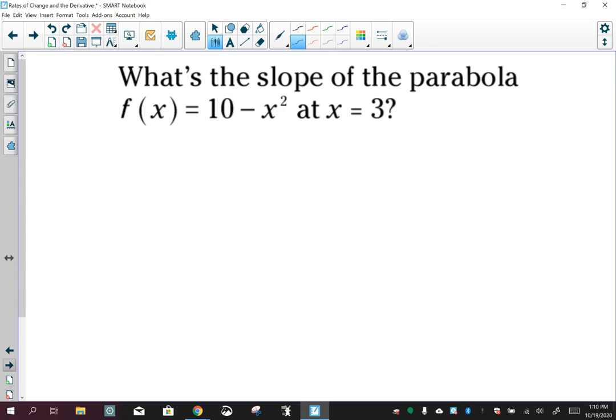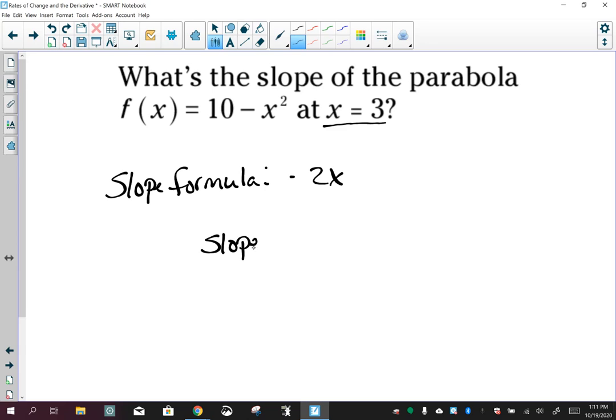So then what is the slope of the parabola f of x equals 10 minus x squared at x equals 3? So we know that our slope formula was negative 2x. And so they gave me a number here. So my slope would be negative 2 times 3, which gives me negative 6. So when my x is 3, the slope at that x value is negative 6.